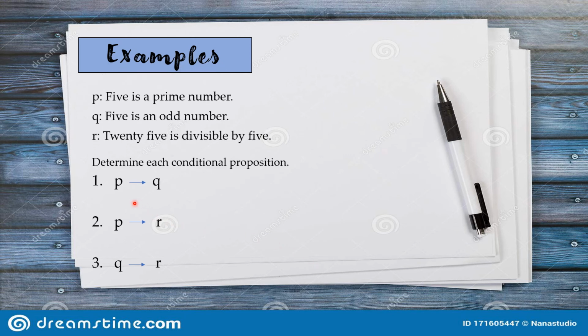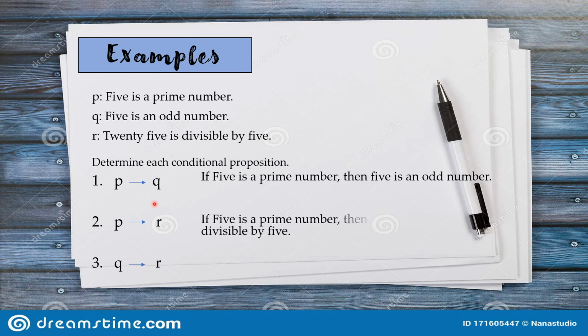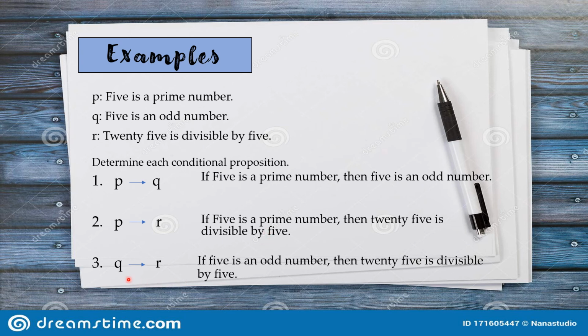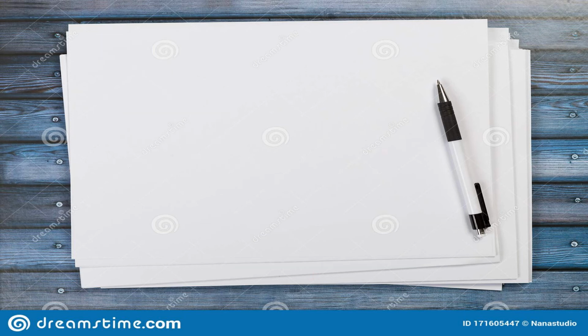Next, if P then Q: if 5 is a prime number, then 5 is an odd number. If P then R: if 5 is a prime number, then 25 is divisible by 5. If Q then R: if 5 is an odd number, then 25 is divisible by 5.